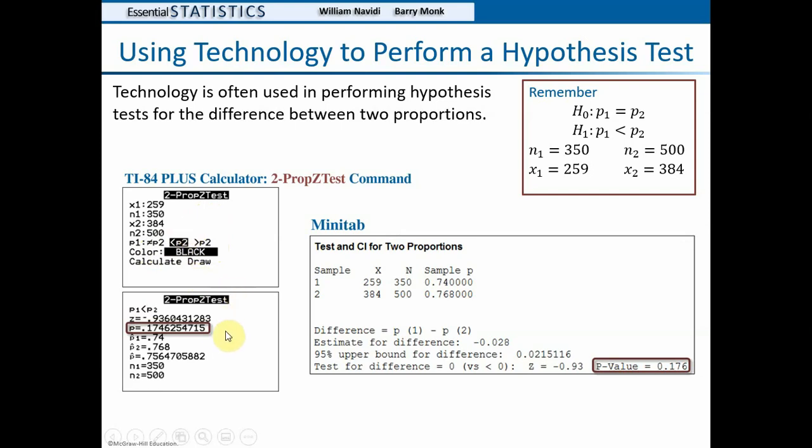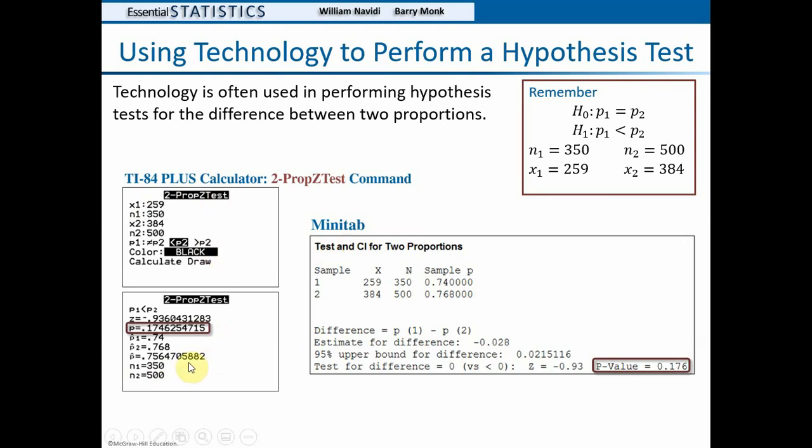And then once we calculate it, here was our p-value, our z-score, everything comes out. Here's our P1 hat value, our P2 hat value, our pooled p-hat, n1 and n2. That gives us everything. So this is the output that you would see if you had a TI-84 Plus calculator, and sometimes on the test we may give you this output.